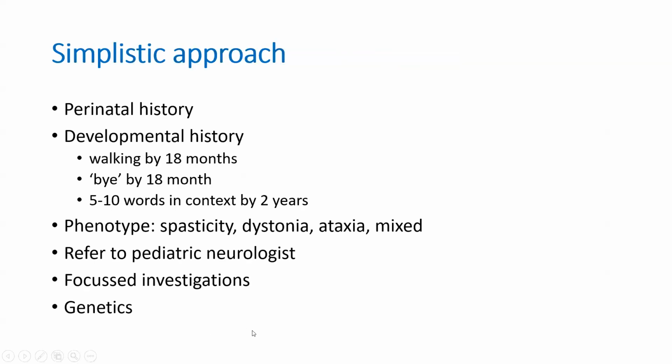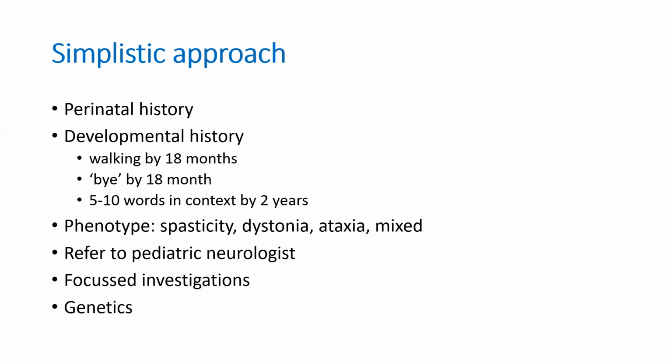So my simplistic approach is, look at the parental history very closely, look at the developmental history very closely. By no means am I asking orthopedicians to become developmental pediatricians, but simplistically, if a child is not walking independently by 18 months, then I'm worried. If the child does not say bye-bye by 18 months, and we'll talk about why this is important, because reciprocal social interaction is a very important feature to diagnose autism, an autism-like disorder.